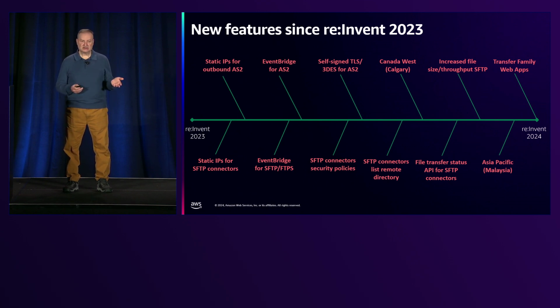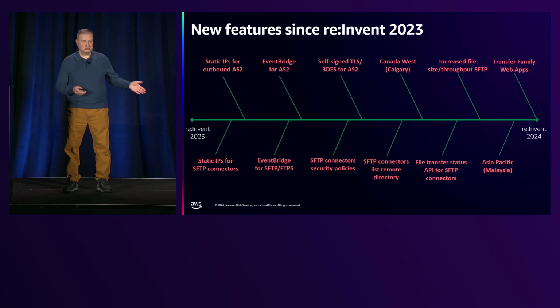We've been working on the SFTP protocol as well. Very similarly, we provided static IPs for connectors and Bridge integration. But we also increased the file size that you can send or retrieve using connectors, and the throughput, the number of operations that you can make. And we introduced standardized security policies to increase the compatibility of connectors with your external servers' configuration.